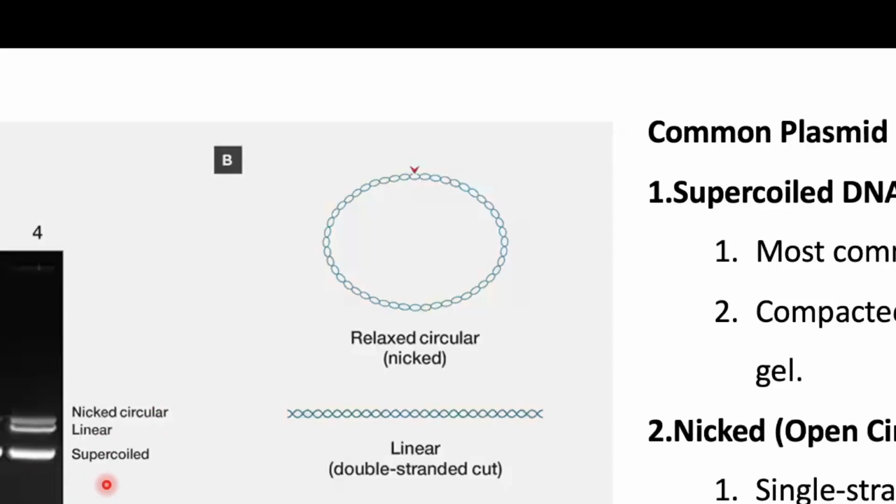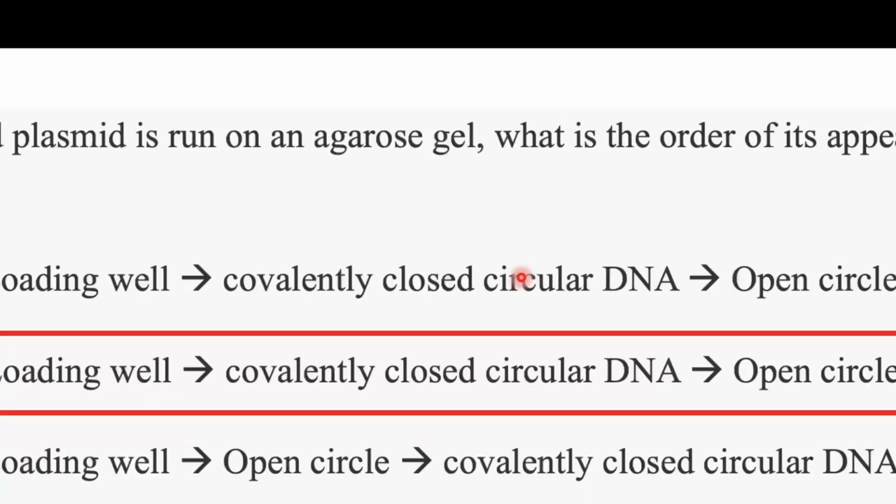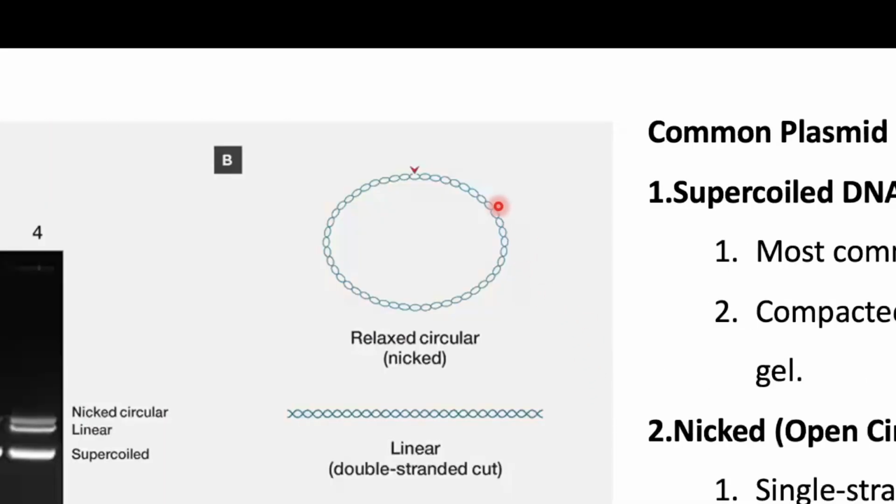If you remember the options, the first lane was the loading wells, then was the open circular DNA. What was the option? Covalently closed circular DNA. Yes. So this is the covalently closed circular DNA, like when the plasmid is a circle. When the plasmid is a circle, it will appear somewhere here in the gel because it is of bigger size.